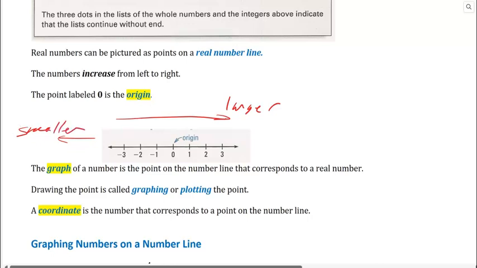Now, the graph of a number is the point on the number line that corresponds to a real number. For example, if I wanted to graph -3, I would put a point on -3. Look, I just graphed it. Drawing the point is called graphing or plotting the point. So I just graphed -3, or I plotted the point of -3. And a coordinate is the number that corresponds to a point on the number line. So -3 is the coordinate of the point that I just graphed.